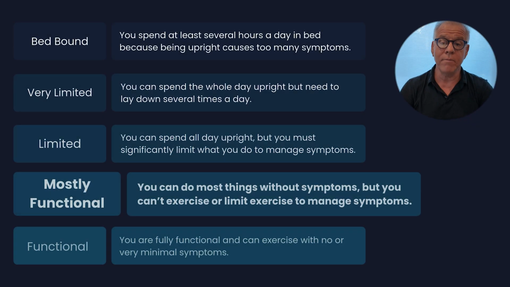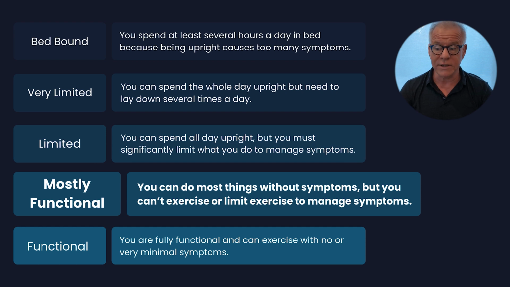And here we're talking about mostly functional patients. And these are patients who can do most things without symptoms, but they can't really exercise, or they limit exercise to manage their symptoms. Now, some CCI patients are much more disabled than this. We have a video for each of these up here. So if another classification matches your functional level better, then go to that video. And the goal here is to get you to the next functional level. So in this case, going from mostly functional to functional.